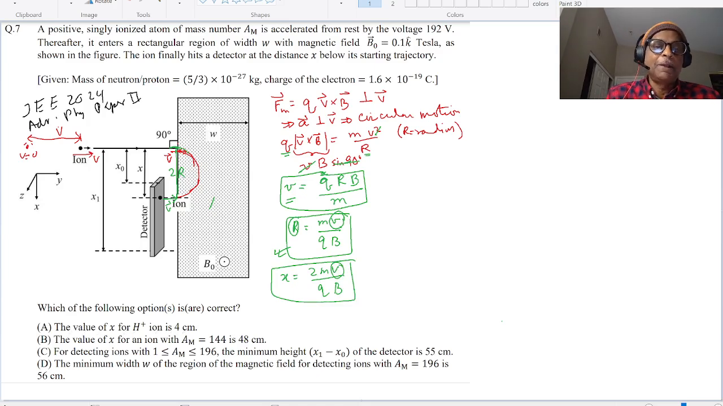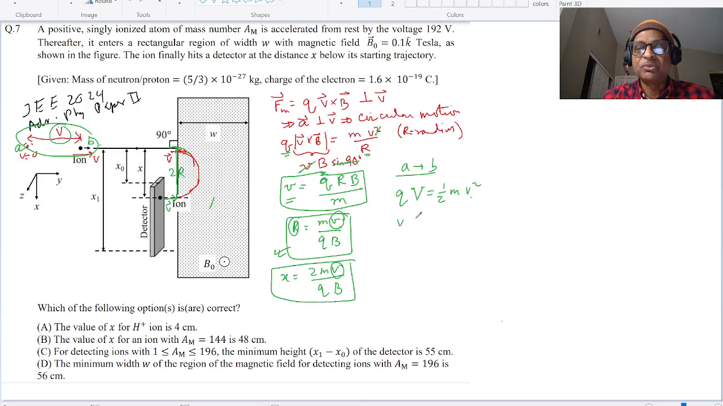But I don't know v yet, so we appeal to the part where it gets accelerated. It's accelerated across voltage V, so from A to B, the energy is Q times V, that's the potential difference, equals half m v square. This V is the voltage drop, and this v is the speed as a result of that. So v is equal to the square root of 2 Q V over m.